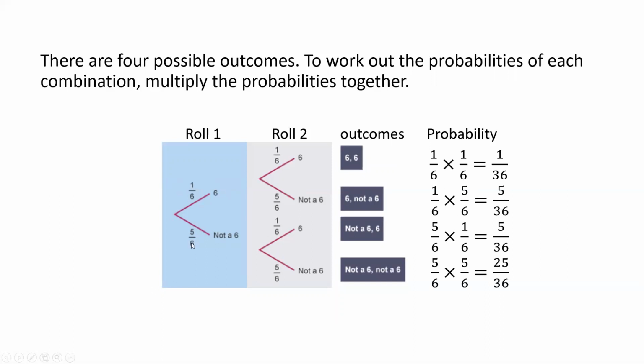Okay. It's the same thing for this one. Let's say the first time is not 6, so you get 5 over 6. And then after that, multiply the second time is 6. So you multiply this, you also get 5 over 36. All right. The last one will be not 6 and not 6. So when both of them are not 6, you multiply the two probabilities here, then you get 25 over 36.